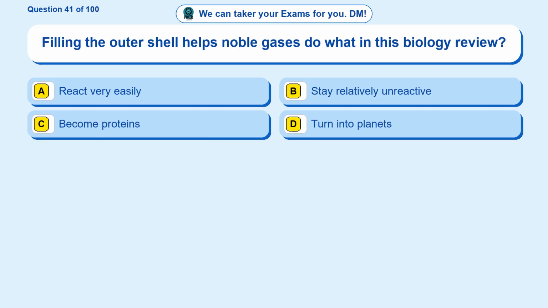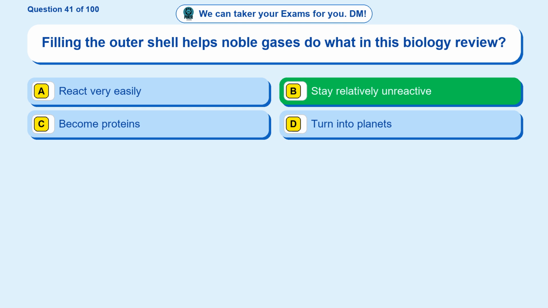Question 41. Filling the outer shell helps noble gases do what in this biology review? Option A, react very easily. Option B, stay relatively unreactive. Option C, become proteins. Option D, turn into planets. The correct answer is option B, stay relatively unreactive.